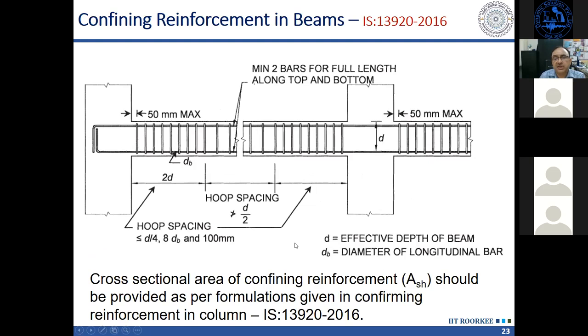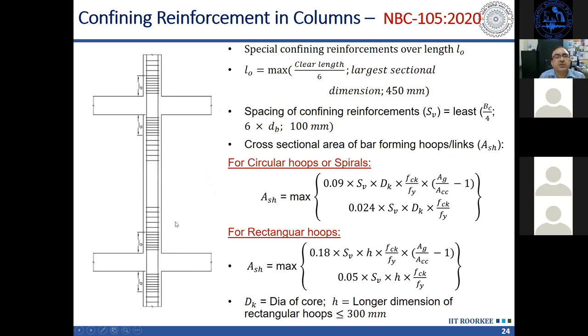Now, exactly same provisions are there in IS 13920 also. So I will skip those. Now, in case of columns, similar to beams, we have to provide a special confining reinforcement in columns also. And here you can see that in this length, L0, near the beam soffit and beam top, here L0 from the beam face, this is to be provided with special confining reinforcement.